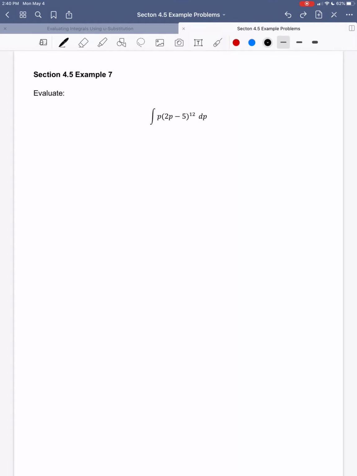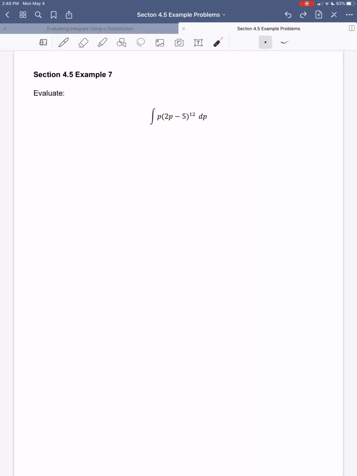I'm going to look at a few more example problems of evaluating integrals using u-substitution. When I look at an integral like this and I'm going to evaluate it, again, the problem is it's a product. I've got p times something to the 12th, and we didn't have an anti-differentiation rule that allows me to deal with a product, so I need to get this into a better form.